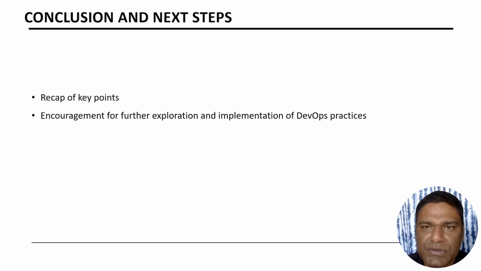Conclusion and next steps. So this is where we will look back and understand what we have learned. In conclusion, DevOps offers a transformative approach to software development and operations, fostering collaboration, automation, and continuous improvement. We have explored how implementing DevOps practices requires overcoming challenges, embracing a culture of learning, and leveraging the right tools and technologies. I also encourage you to continue your journey into DevOps, exploring further resources, seeking mentorship, and applying these principles to drive innovation and success within your organization.